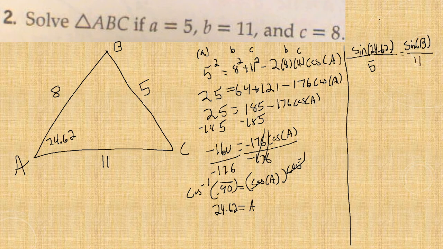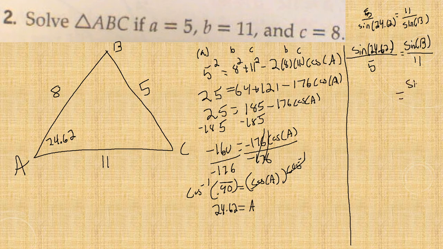So again, you could always flip these around too. You could set up like this: sine of 24.62 is equal to 11 over sine of B. So that's another way you could set it up, but I'd rather just set it up this way, because if I want to solve for a variable, I usually want it on top of the fraction, not on bottom. It just makes solving it a lot easier. So if this is a little bit different than what we used to, that's the reason why. It's because I'm solving for the angle instead.